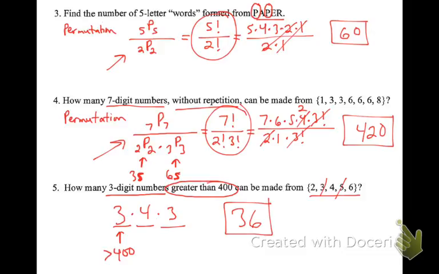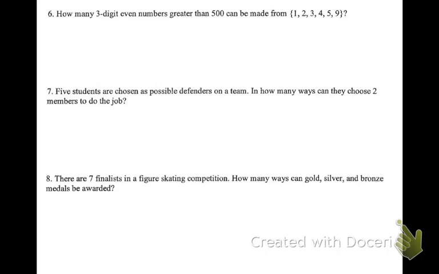Okay, let's look at number 6. So this is another similar problem. This one's saying how many 3-digit even numbers greater than 500, so there are 2 conditions on top of being 3 digits, and this one can be made from these digits right here. Okay. So I'm going to start off again by writing 3 blanks, 1 for each digit.